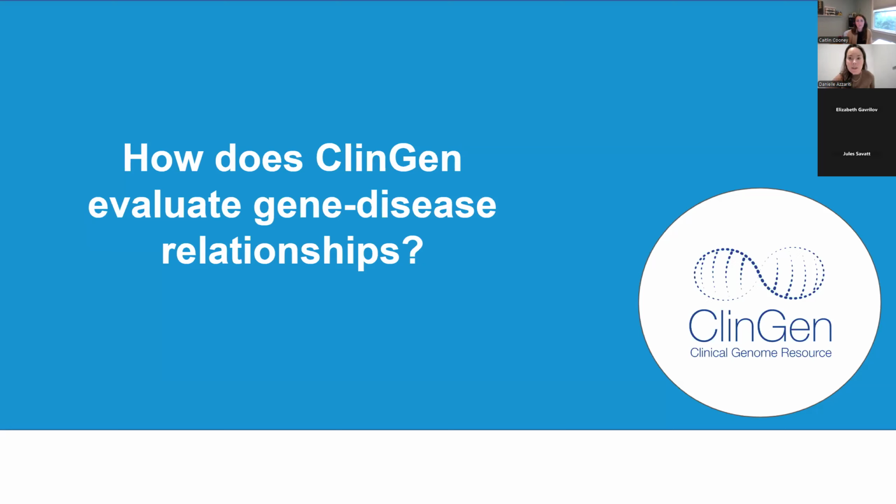So in Caitlin's introduction, she mentioned a first step of interpreting if a genetic variant is contributing to a disease is to determine if the gene the variant was found in is associated with that disease. So as Caitlin said, I'll provide you an overview of how ClinGen specifically evaluates these gene-disease relationships and then how to track that information through our website.